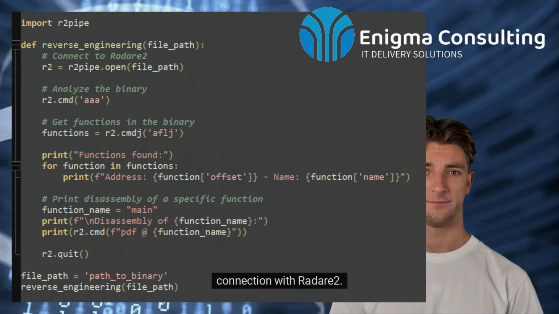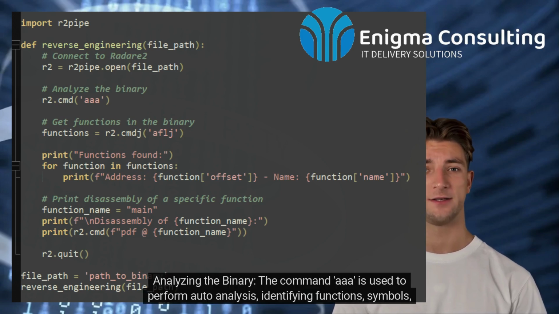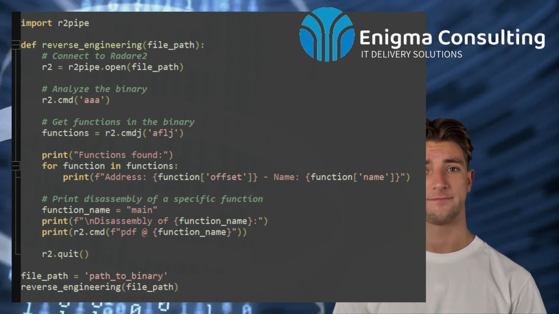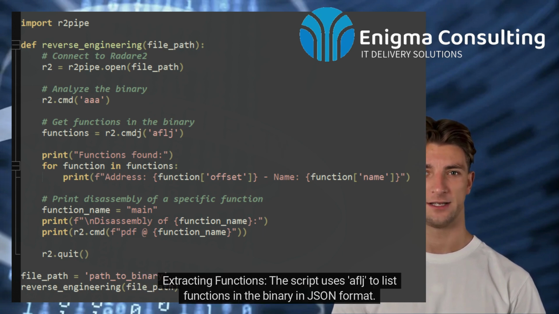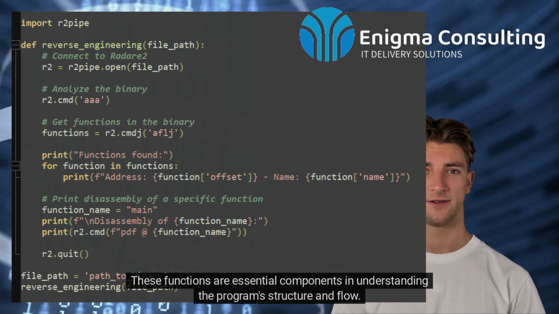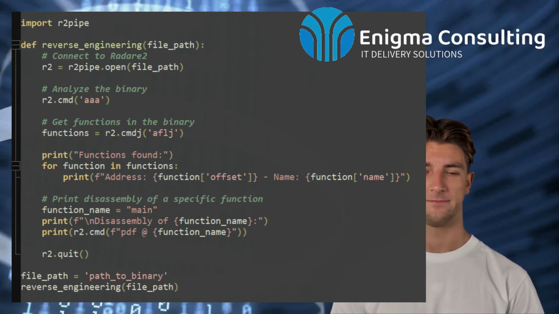connection with Radare2. Analyzing the binary, the command aaa is used to perform auto-analysis, identifying functions, symbols, and more. This stage lays the groundwork for further investigation. Extracting functions, the script uses aflj to list functions in the binary in JSON format. These functions are essential components in understanding the program's structure and flow.